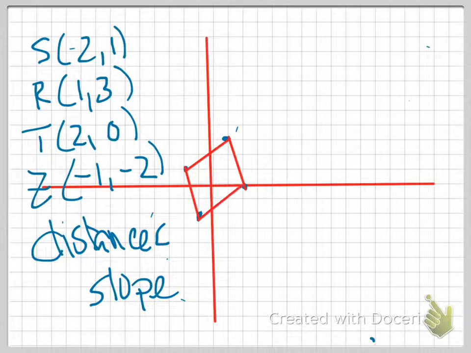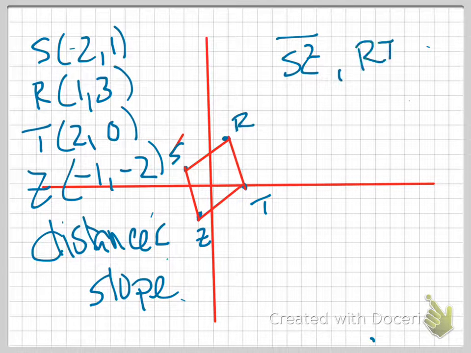We have to prove that this is a parallelogram. And the only thing we can use is distance and slope. Well, we can go back to the last theorem that we talked about. If one pair of opposite sides are both congruent and parallel, then we can prove it's a parallelogram. So what I would do with this, S, R, T, and Z. Which sides do you wish to work with? Sides need two letters. SZ and RT. Let's work with SZ and RT.